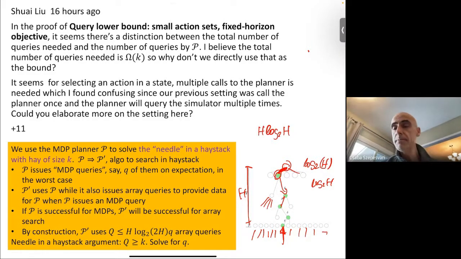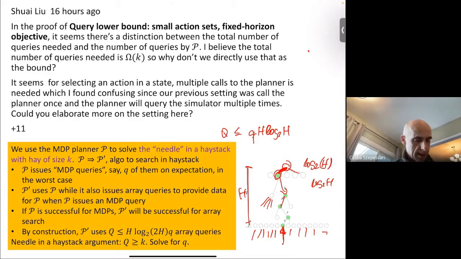But whenever the MDP planner is issuing a query, then we need at most one array query, not more, to get the answer to the MDP planner, right? So the number of array queries that we're going to need is at most q if the MDP planner was using at most q MDP queries, right? So that's why this is multiplied with q. So this is why the algorithm P prime, which is searching an array, is using at most this many array queries, right? It had two parts, this argument.